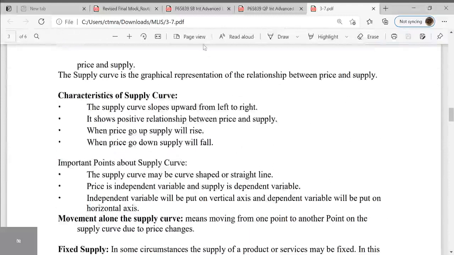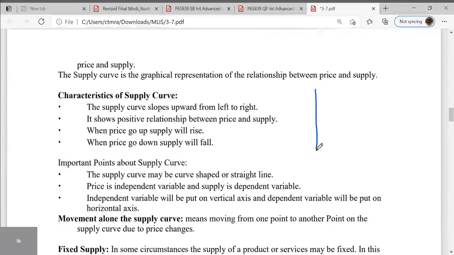Okay, so let's draw a supply curve. First, we have to draw these two axes. This axis is for price. I'll put a zero over here, and quantity. Next, we will discuss our supply curve. In the demand curve, it was a downward sloping curve, and for supply we are saying that this is an upward rising curve.